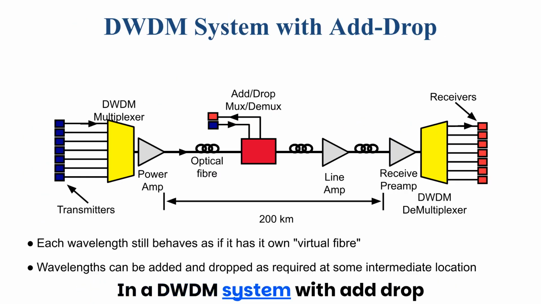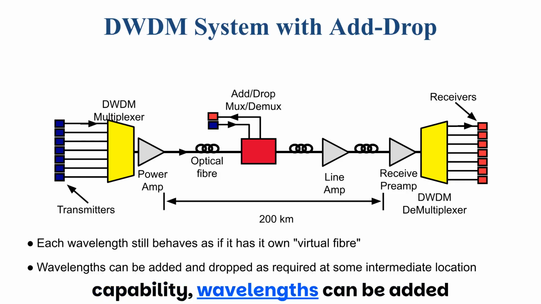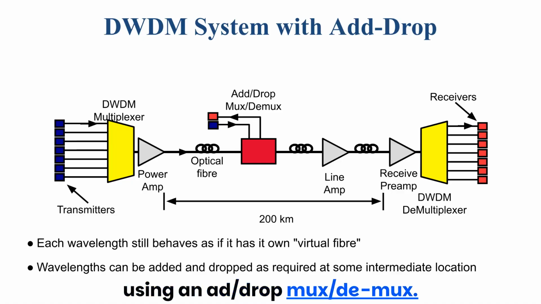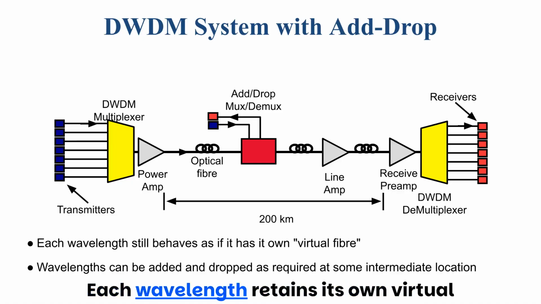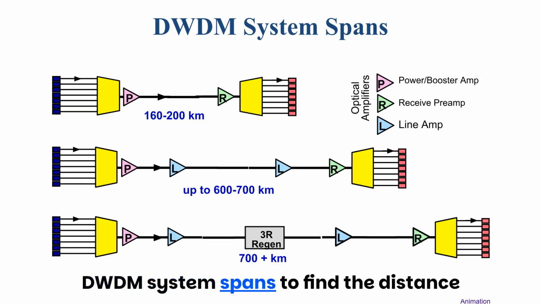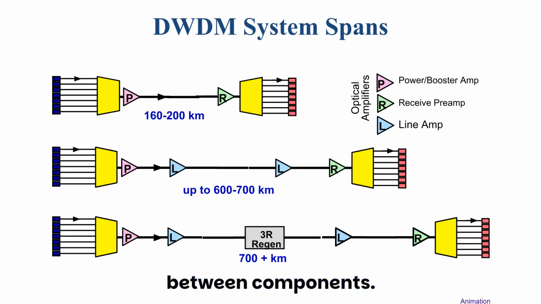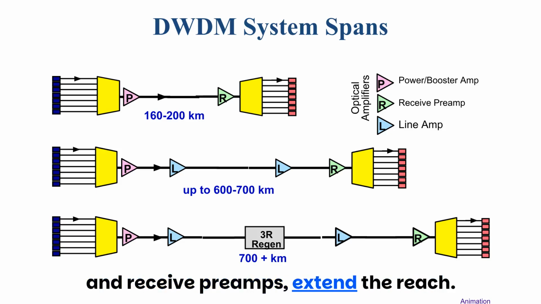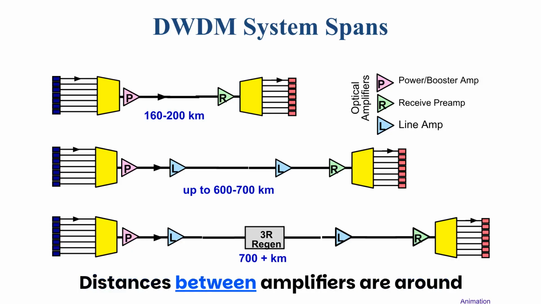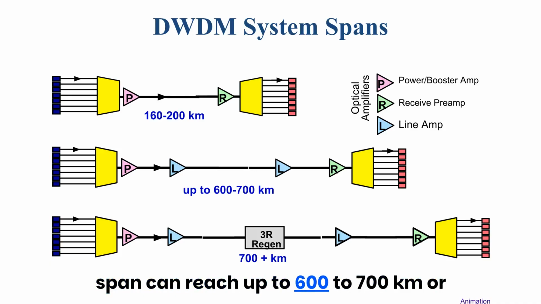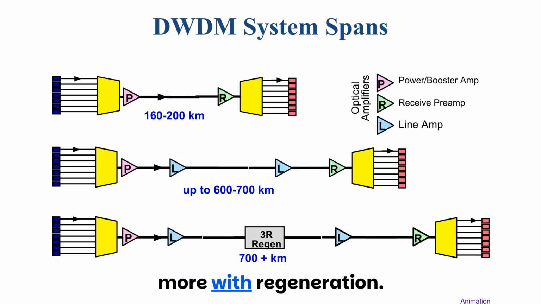In a DWDM system with add-drop capability, wavelengths can be added and dropped at intermediate locations using an add/drop-mux/demux. Each wavelength retains its own virtual fiber path. DWDM system spans define the distance between components. Optical amplifiers, including power, line, and receive preamps, extend the reach. Distances between amplifiers are around 160 to 200 kilometers, while the total system span can reach up to 600 to 700 kilometers or more with regeneration.